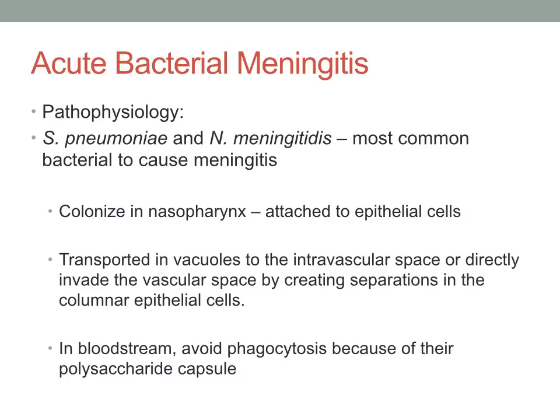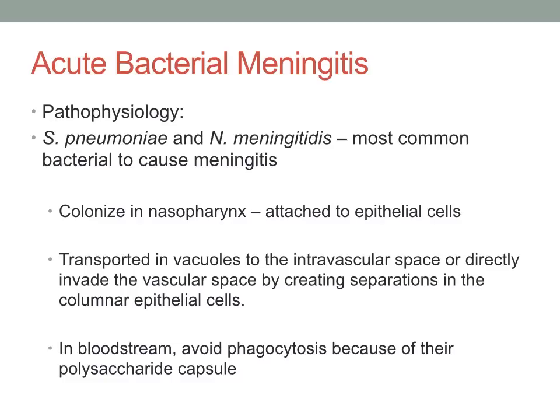And they attach themselves to the epithelial cells, like skin cells that are sitting inside there. They get transported in vacuoles into the intravascular space or directly invade the vascular space by creating separations in the columnar epithelial cells. So one way or another, they're trying to get their way in. Once they're in the bloodstream, typically they would go through phagocytosis.